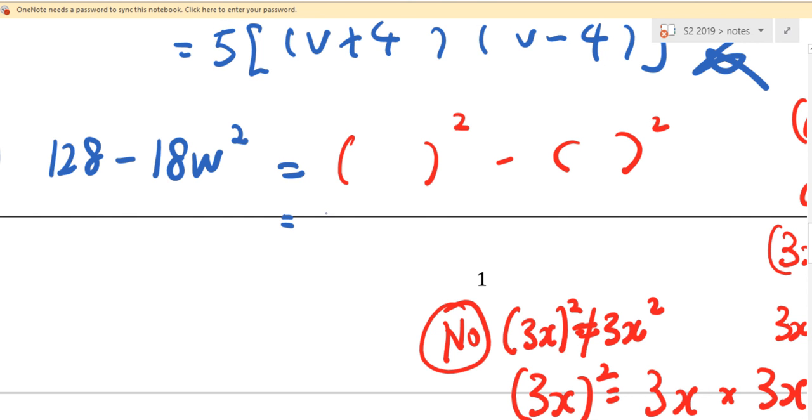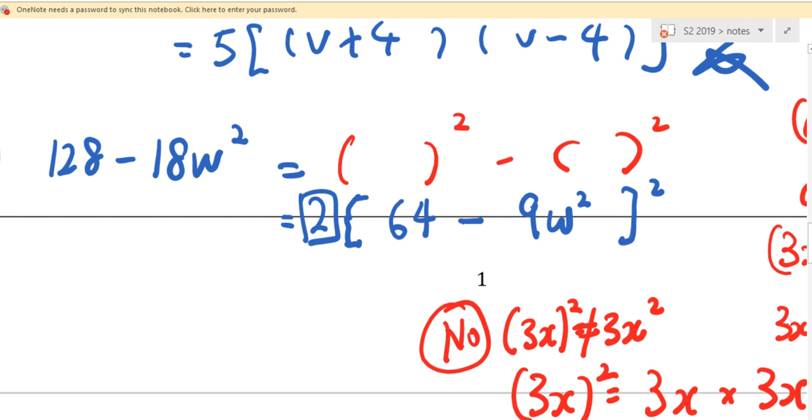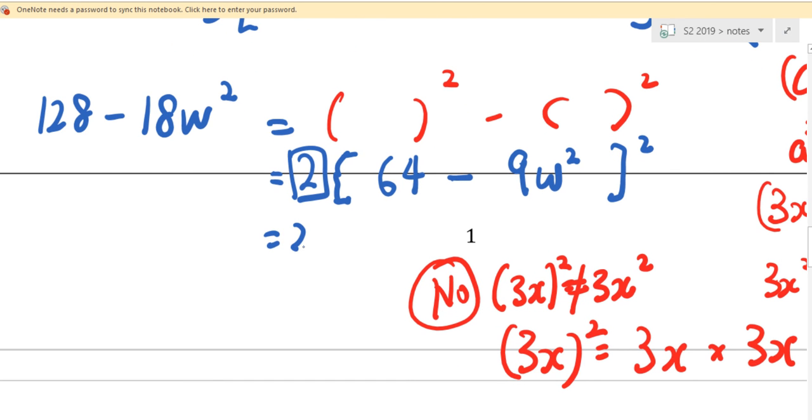That means I must have a number here. What is the number I can factorize? 2. Okay, let's take out 2. What is left inside? 64 minus 9w squared.